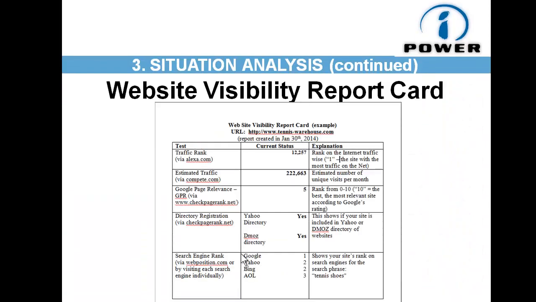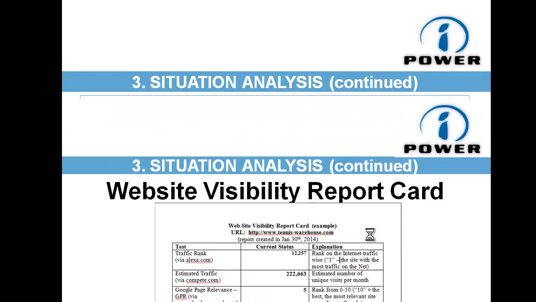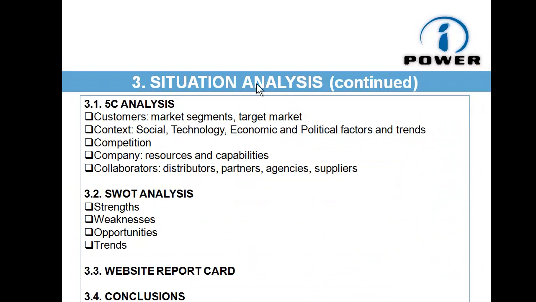This can be followed by a website report card. We have dealt with the website report card in our session on online marketing research and web analytics. This is just a part of a website visibility report card sample, and you can find a template for the website report card on the course website. So filling in the blanks here specific to the company's traffic rank and search engine rank and everything else really gives a great idea of where the company's website is right now. So that's the website report card, and it belongs to the situation analysis.